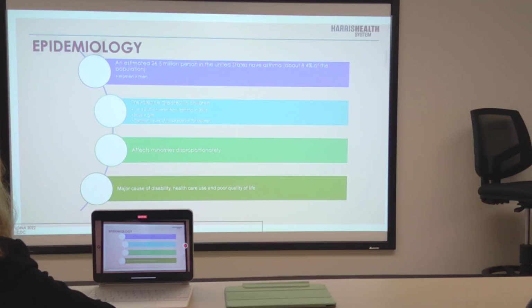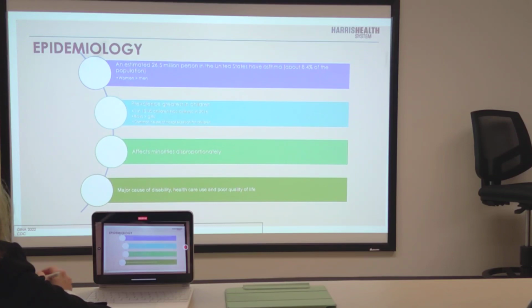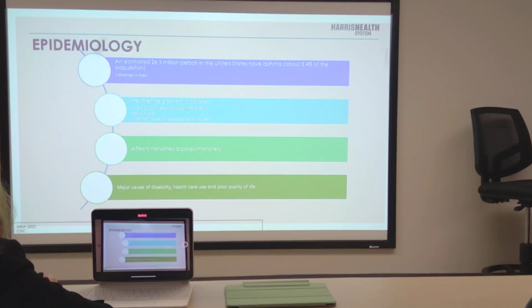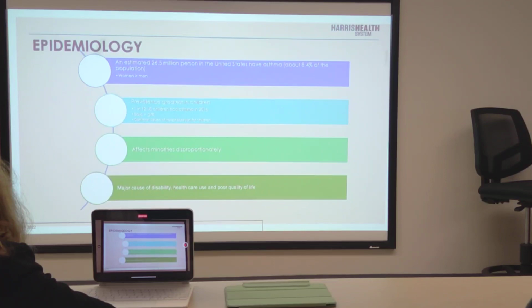It does affect minorities disproportionately. Some major causes of disability can be found with asthma, as well as healthcare use and poor quality of life. And so that's why it's very important to make sure that we're managing those patients with asthma appropriately.